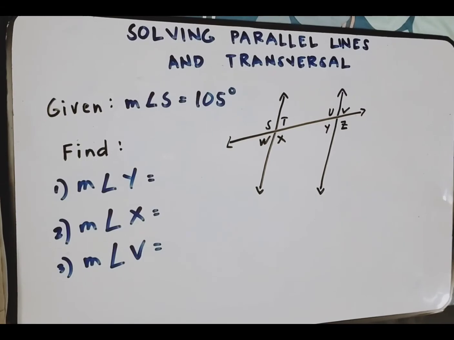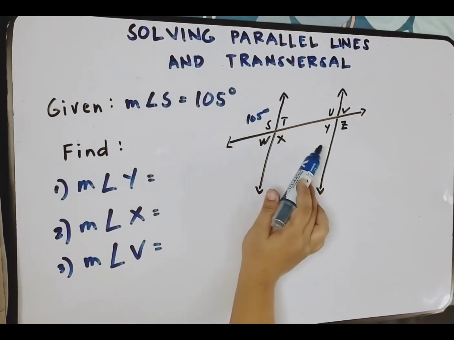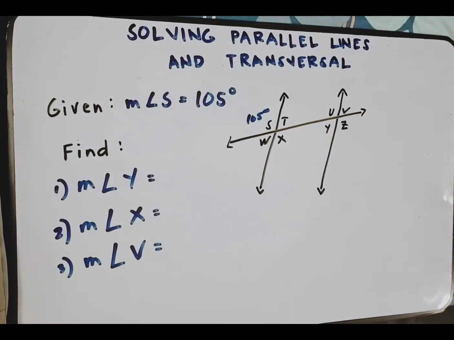Second example, given now that the measurement of angle S is equal to 105 degrees. So we're going to find the measurement of angle Y, X, and V. So angle Y, so ito si angle S which is 105 degrees, right? Now, angle S and angle Y, they do not have angle relationship. Tama? So, kapag ganyan, ang gagawin nyo, maghahanap muna kayo kung sino yung pwedeng magkaroon ng angle relationship kay angle S, okay, na mako-connect natin kay angle Y.